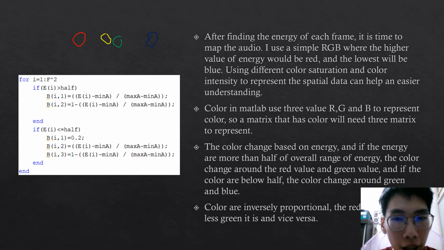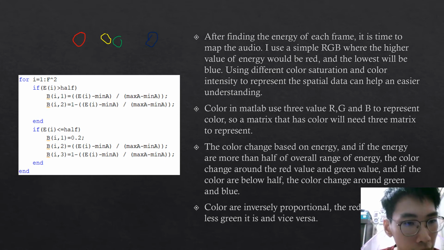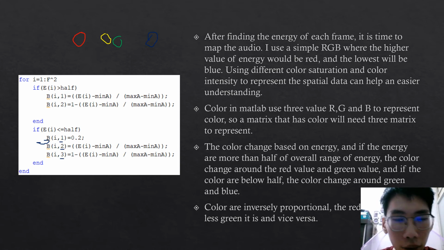And the color in MATLAB uses three values, which is R, G, and B, to represent the color. So a matrix that has a color will need three matrices to represent it. For example, right here, B will actually have three different matrices to represent the color. One is the red color, two is the green, and three is the blue color. And the color will change based on the energy value of each frame.